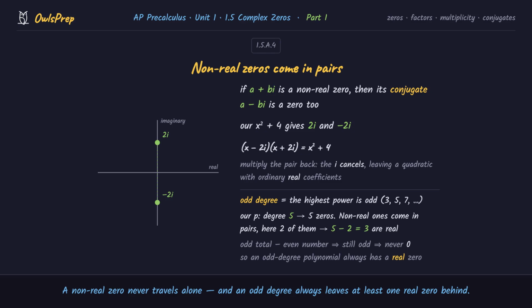Start from an odd total, take away an even number, and what remains is still odd, so it can never be 0. An odd-degree polynomial with real coefficients therefore always has at least one real zero, which is another way of saying its graph has to cross the x-axis somewhere.